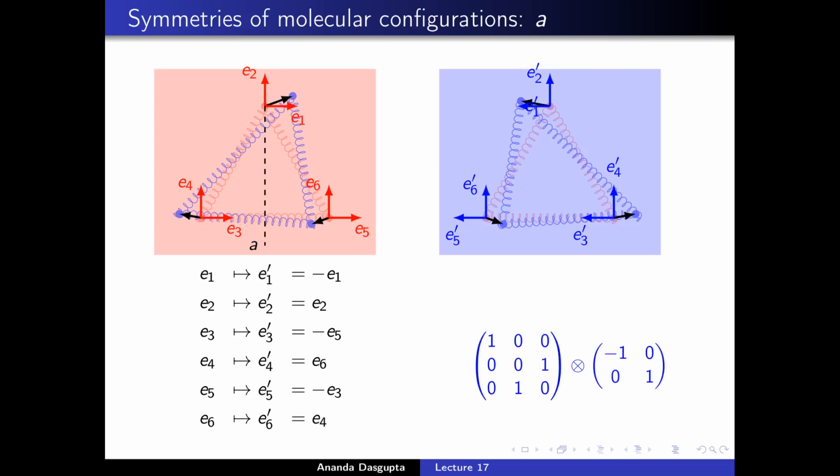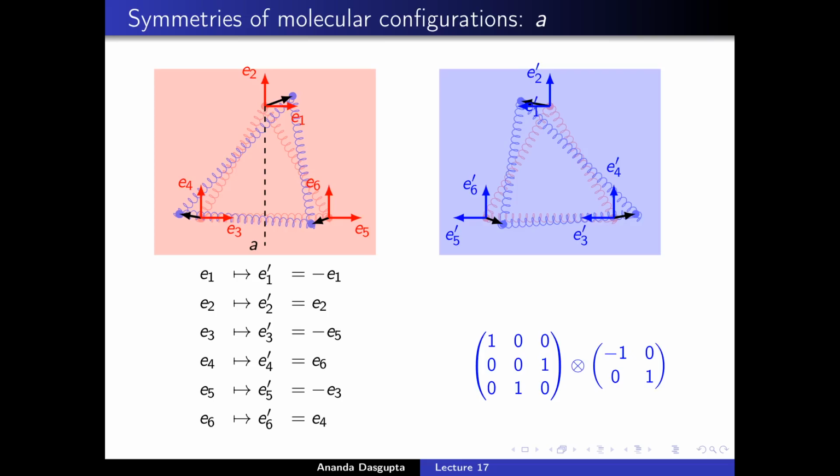So this of course bears out in this example that you do have a direct product representation here, direct product of the representation which tells you about what happens to the vertices and the representation that tells you what happens to the vectors.